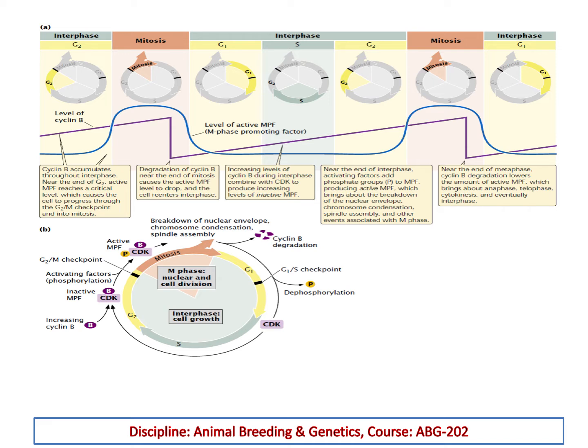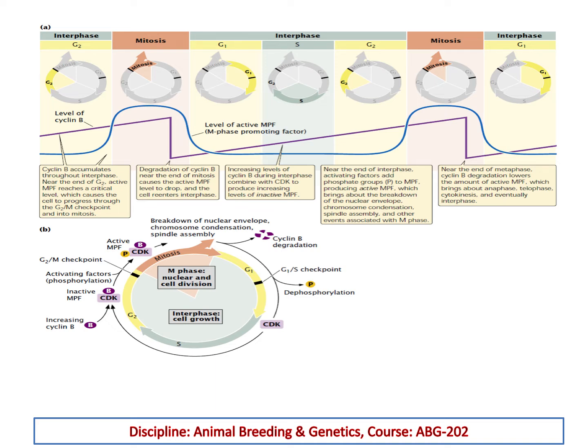And once the cell is going to end with the G2 phase, and there is a certain level of cyclin B in the cell, then all of a sudden it shoots up and then sustains its level during the mitosis. And again, as the level of cyclin B drops down, the level of the MPF also goes down. So this combination of the MPF and cyclin B is very important for cell division.